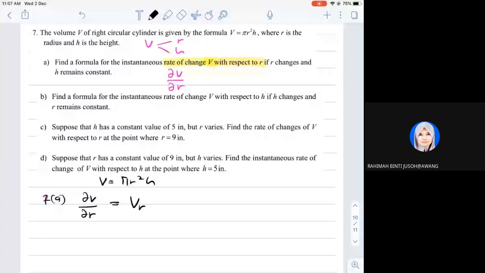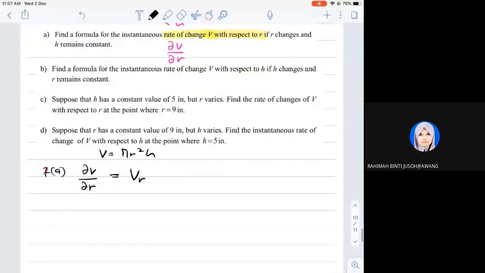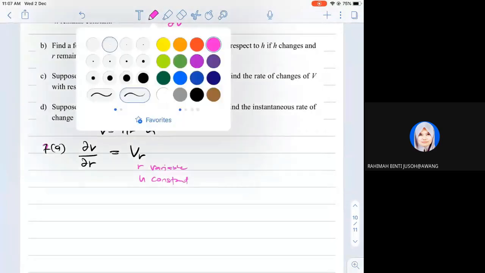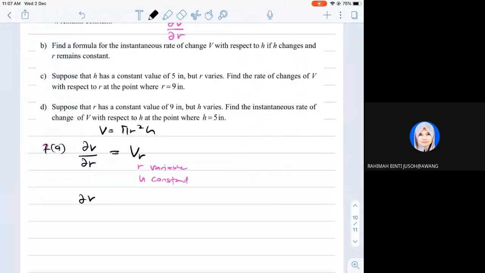Did you understand? Yes. Okay, now the variable is R, right? R is the variable, so the constant is H. Alright, so differentiate V with respect to R equals to differentiate R squared. We will get 2 pi R H. Okay, 2 pi R H. That's it.